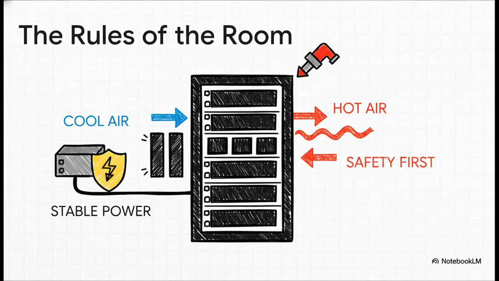And beyond just the temperature, there are some really strict rules. You need plenty of empty space behind the rack for hot air to get out. You have to cover all the empty slots with these filler panels to force the cool air to go where it's needed. Power has to be perfectly stable, managed by a power distribution unit. And of course, safety is non-negotiable, with specialized fire suppression systems ready to go at a moment's notice.